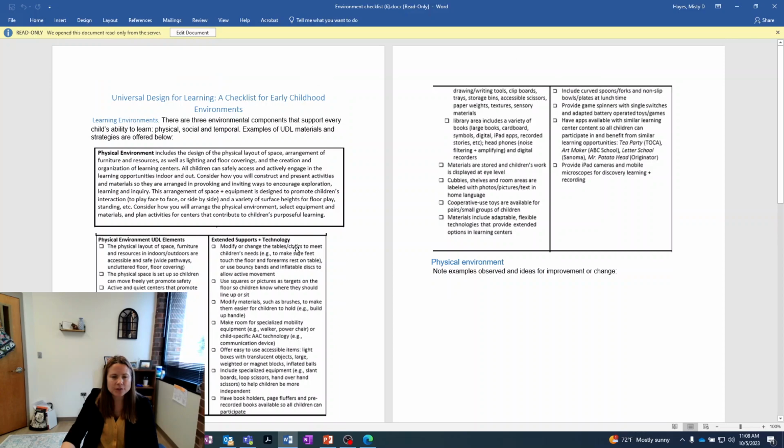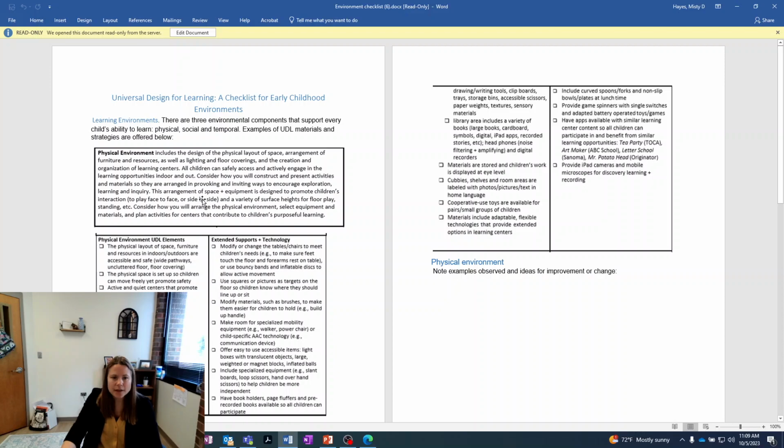So for instance, let's look specifically at physical environment. This includes the design of the physical layout of the space, the arrangement, the furniture, and resources, as well as looking at floor color, coverings, lighting, and creation of the learning centers and the organization of them and how they're laid out. How does the student access the materials? Are there opportunities indoor and outdoor? Okay. How are the materials constructed and presented to them? Are they provoking, inviting, encouraging exploration, learning, and inquiry?